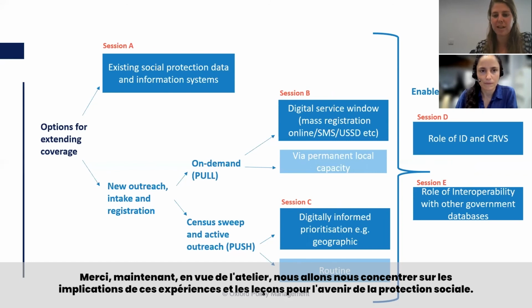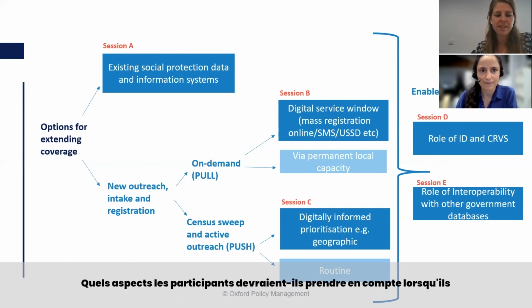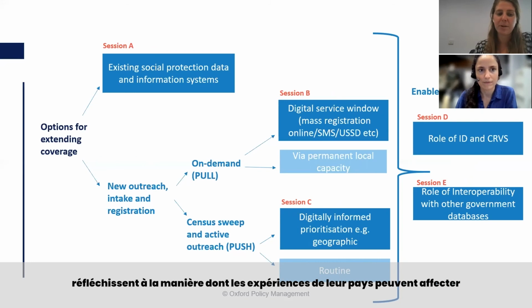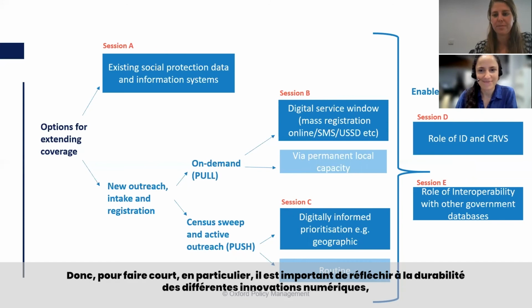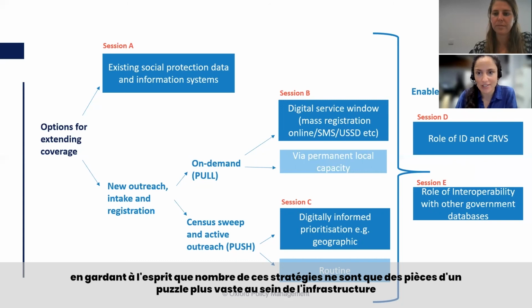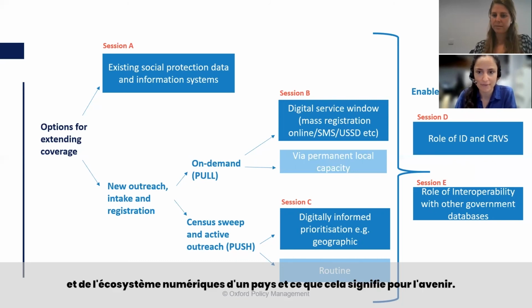Now looking ahead to the workshop, we're going to focus on the implications of these experiences and the lessons for the future of social protection. What aspects should participants take into account when reflecting about how their experiences in their countries can affect the use of digital technologies in the future? So to keep it short, in particular, it's important to reflect on the sustainability of these different digital innovations, bearing in mind that many of these strategies are just pieces of a larger puzzle within a country's digital infrastructure and ecosystem. So this is an opportunity for us to reflect on the risks of exclusion, on data security and privacy, on the quality of the data that we collect and what that all means going forwards.